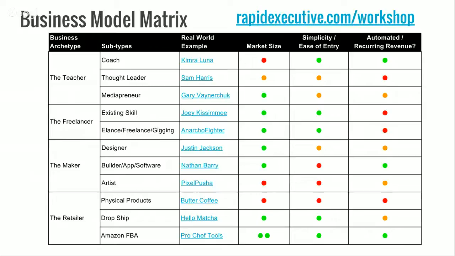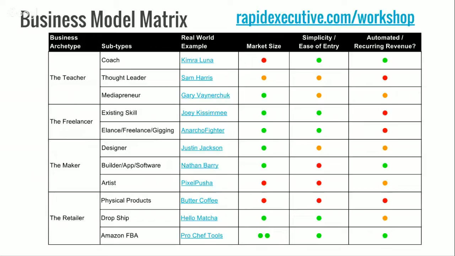So business archetypes were teacher, freelancer, maker, and retailer. And then each of those has subtypes, which you're probably aware of. So a coach or a life coach or something like that, a thought leader, a mediapreneur. And then I've got real world examples. So you can grab this on the workshop page if you haven't got this already. Each of those links takes you out to a full-blown case study on what they do. The things that I'm really into at the moment are coaching, helping a lot of people at the moment with their businesses, and also down the bottom there in the retailer.